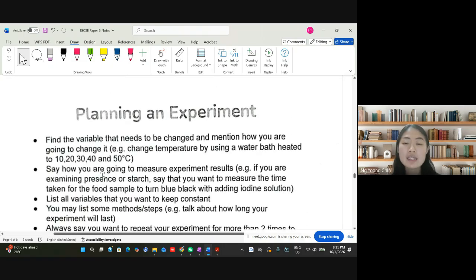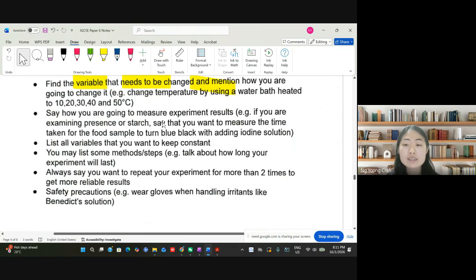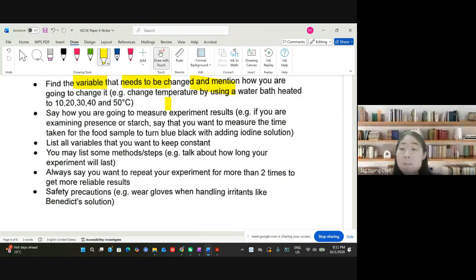Okay, so you can see this one. How to plan an experiment. So find the 3 variables. Okay, so usually they ask you to find the manipulated variable. It needs to be changed and mentioned. How are you going to change it? Okay, and then you need to include apparatus. For example, you change your temperature by using the water bath heaters to about 10, 20, 30, 40, 50.